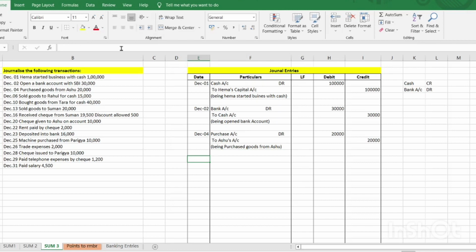Next entry, December 6, here sold goods to Rahul for cash. Yes, here there is mention of a name, but also it's mentioned that it's sold for cash. So it is a cash transaction. So cash account, debit, to sales account for rupees 15,000.